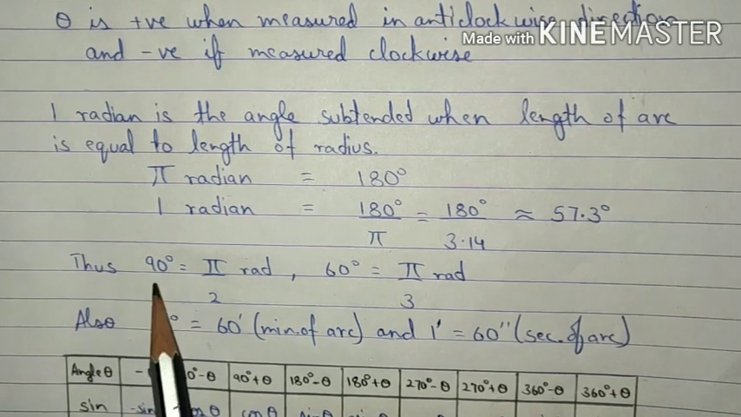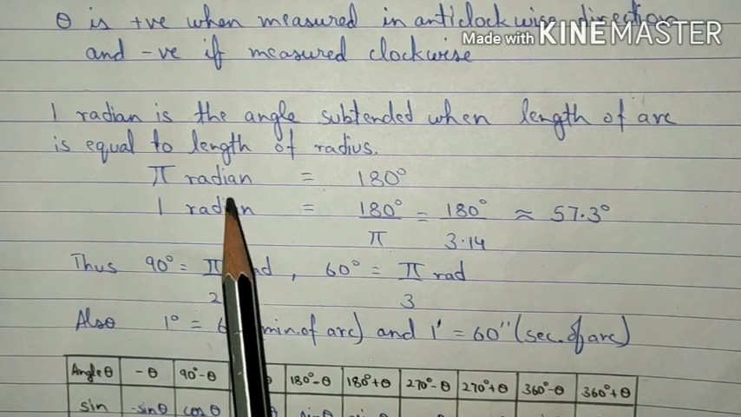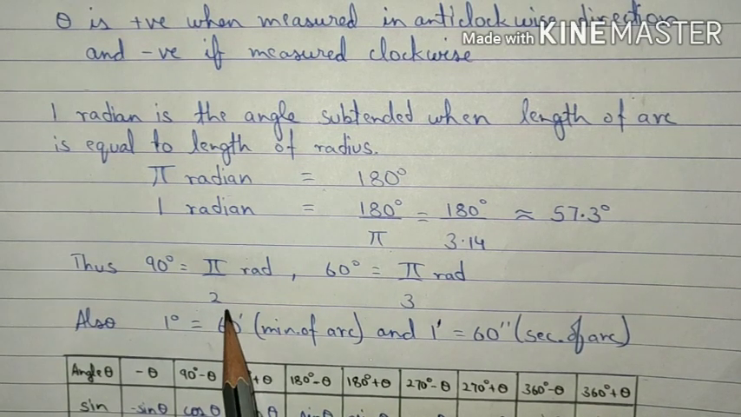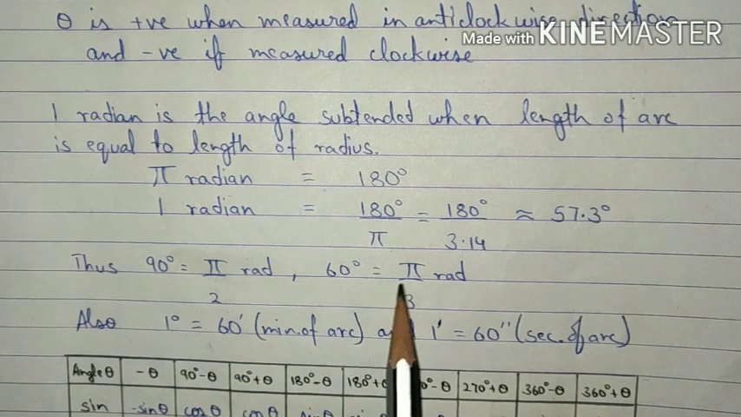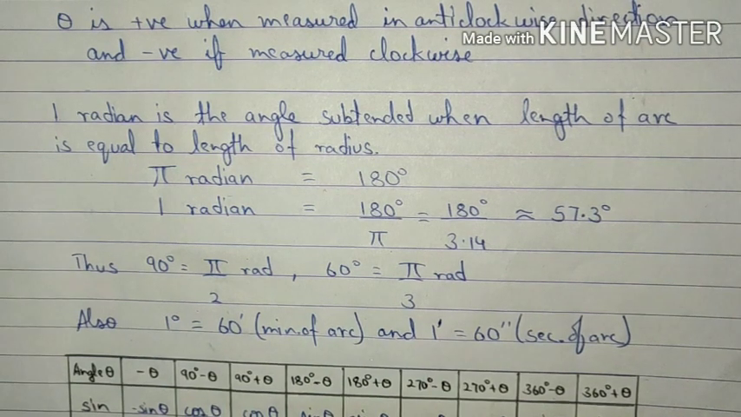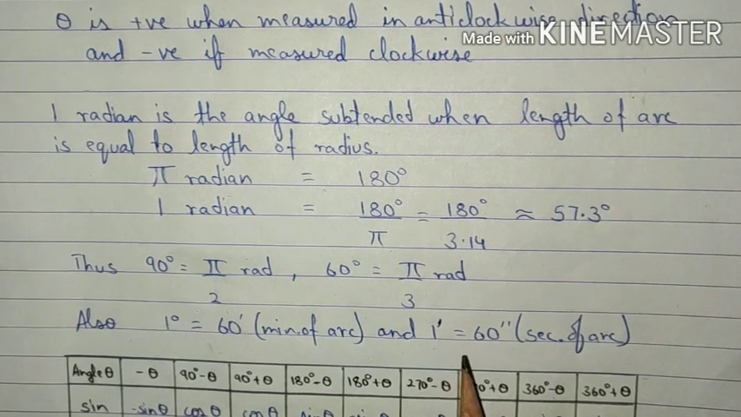Further, since 180 degree is equal to pi radian, so 90 degree will be equal to pi by 2 radian. Similarly, 60 degree will be equal to pi by 3 radian. Also, you already have studied this thing that 1 degree is equal to 60 minutes of an hour, and 1 minute is equal to 60 seconds of an arc.